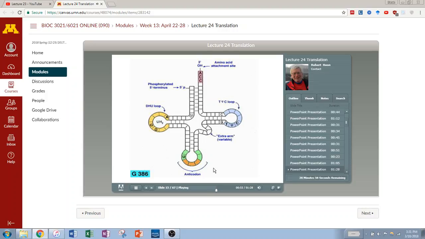The T-pseudouridine C loop is involved in binding to the ribosome. In addition to having the rare base of pseudouridine, this sequence also has a T, which is normally not found in RNA. There's also a small extra arm which varies in size depending on the exact number of nucleotides in the specific tRNA. At the top of the structure is a stem that has both ends of the tRNA. The 3' hydroxyl group on this stem ends in the sequence CCA, and it serves as the site of amino acid attachment.